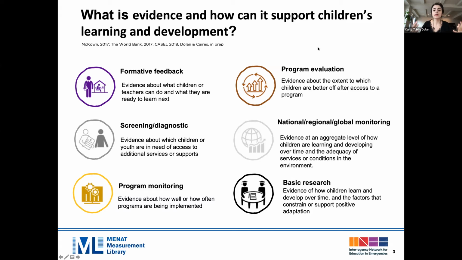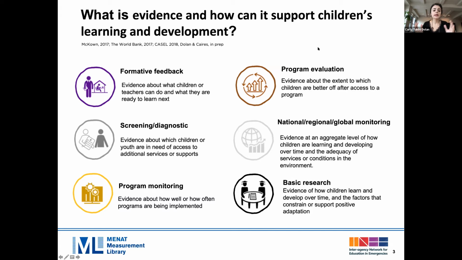There's national and regional and global monitoring evidence, which is evidence at a higher level, an aggregate level, population level, about how children are learning and developing over time and the quality of the services and the conditions in their environment that can help assess needs and also be used to help direct resources. And finally, the last one I'll spotlight today is basic research evidence, evidence about how children are learning and developing over time and what is normative development. So evidence about what social emotional skills children should have in a certain context, foundational evidence that helps us then better design programs and know that we are doing no harm in doing so.